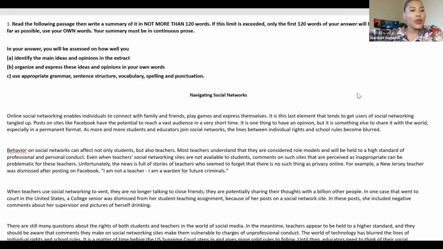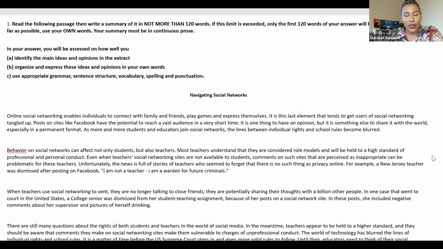In your answer, you will be assessed on how well you identify the main ideas and opinions in the extract, how well you organize and express these ideas and opinions in your own words, and how well you use grammar, sentence structure, vocabulary, spelling, punctuation. So what I'm going to do is go through the annotation process with you.